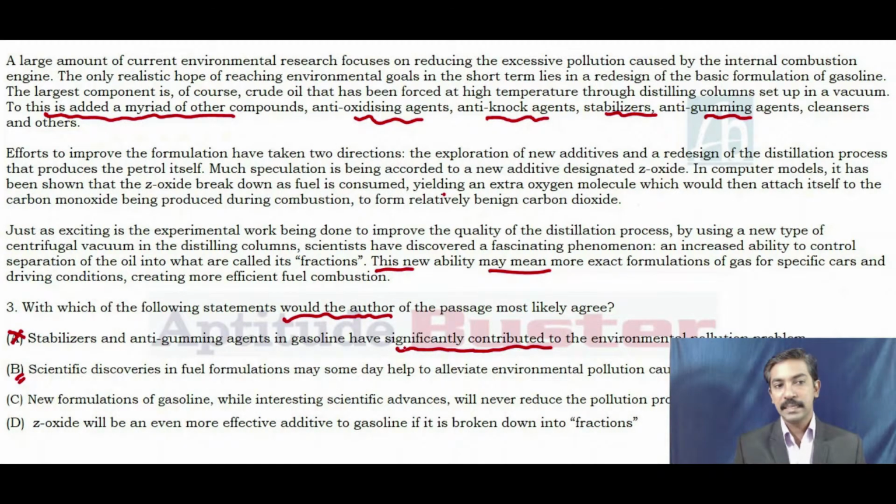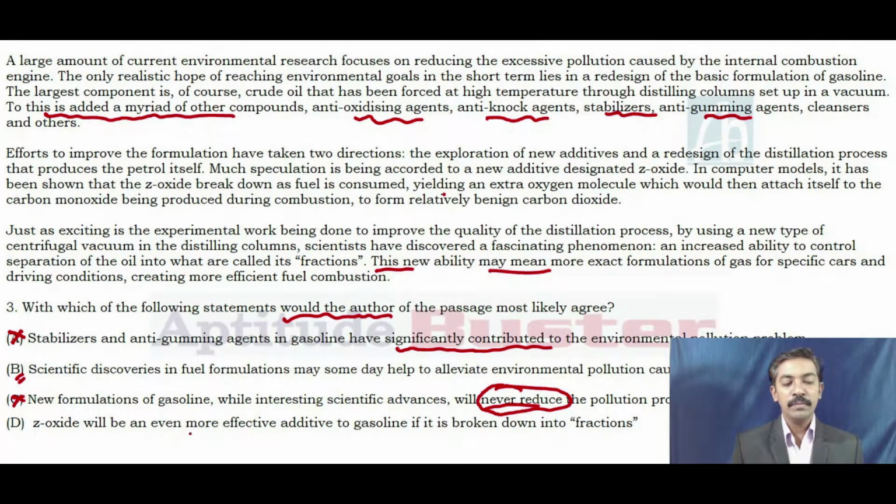Look at option C. New formulations of gasoline, while interesting scientific advances, will never reduce. The reference is in the same sentence, that is the last sentence of the passage, wherein the author hopes that there will be a solution, whereas option C contradicts the idea. Therefore, C can be eliminated. The author hasn't concluded that the solution will never be found. C gets eliminated. Look at option D.